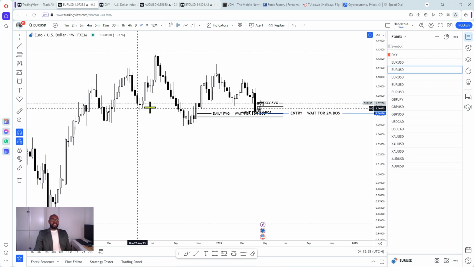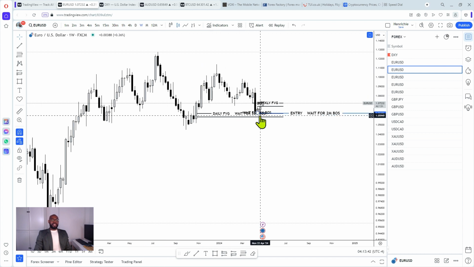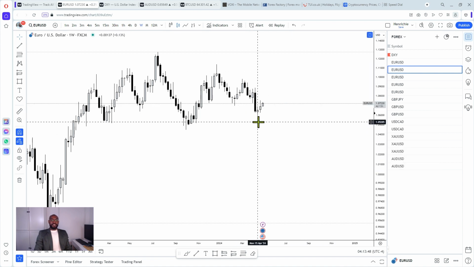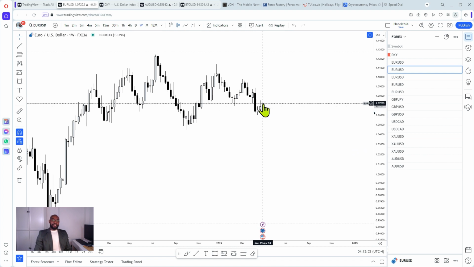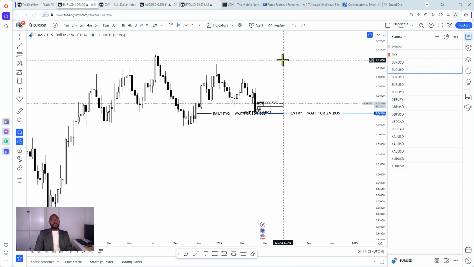came down, broke the structure, came to the upside, mitigated this position, rejected, came to the downside. So two things are involved. It's either we mitigate this inefficiency. You can see this fair value gap right here. It's either we mitigate it and we'll continue to the downside, 100% possible, or we mitigate it and we'll come down into this level for a retest, potential continuation to the upside.